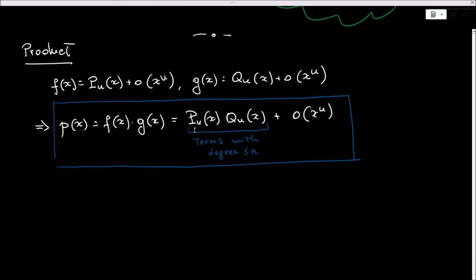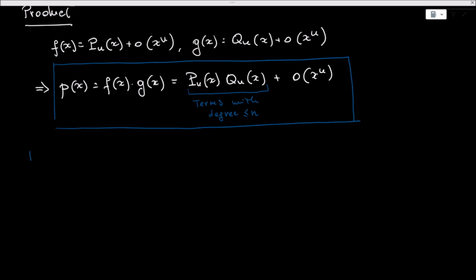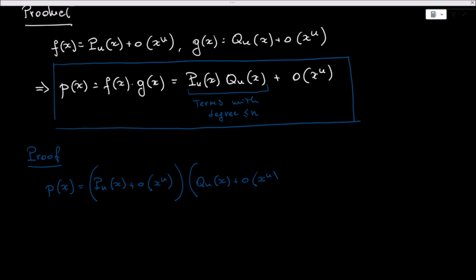Okay, so now let's give a proof of this statement. And well, the proof is quite straightforward. We just take the product and we multiply out the two Taylor expansions. So we have f of x, which is Pn of x plus little o of x to the n. And for g of x, we write Qn of x plus little o of x to the n.